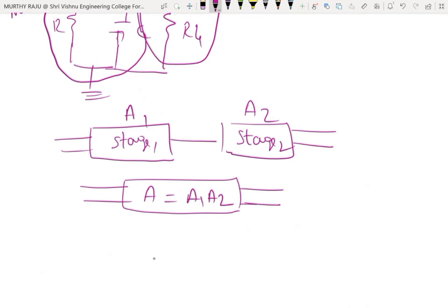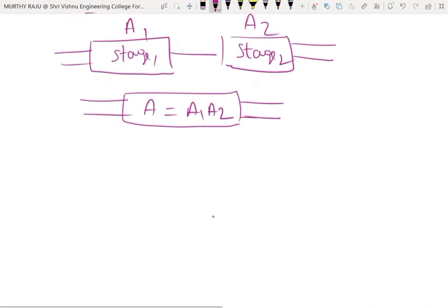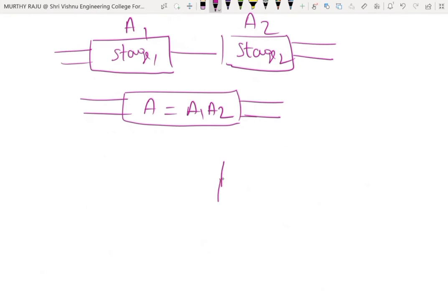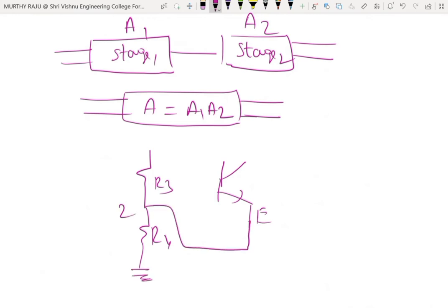To avoid such type of instability, we add some feedback resistor in the emitter of the second stage. This is the emitter. This is R3, R4. This is the point 2. This is the ground. Consider the R3, R4 voltage divider circuit.